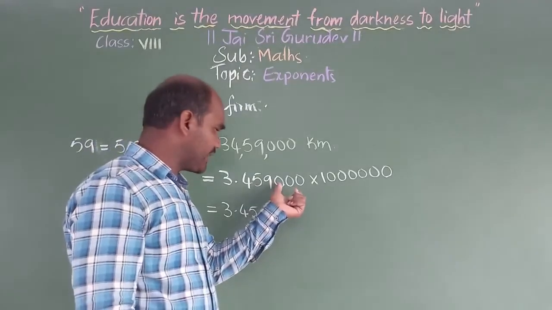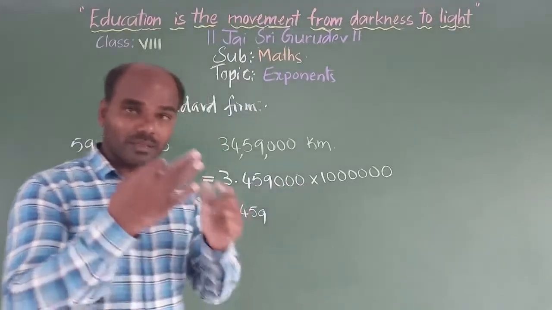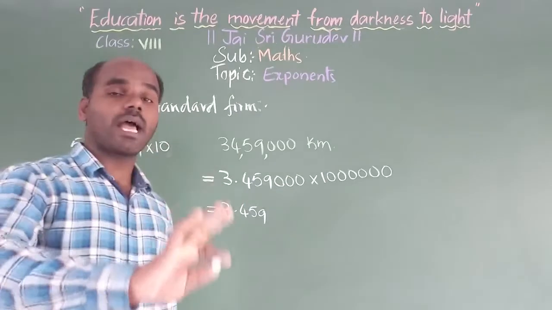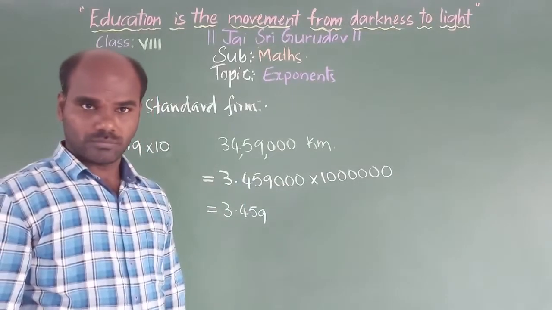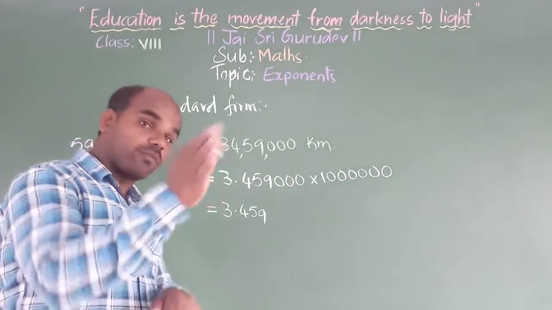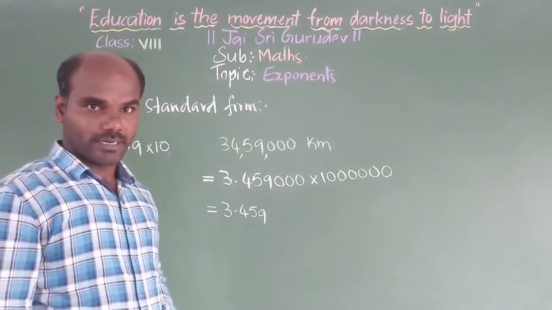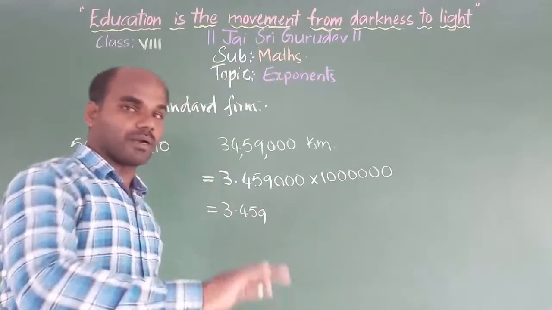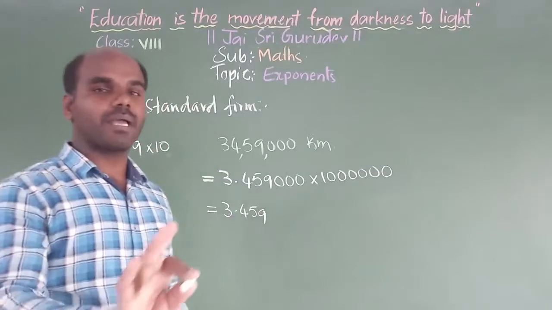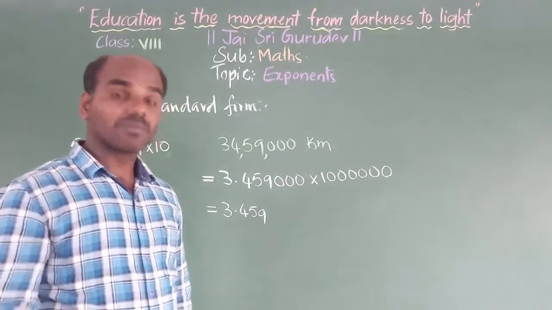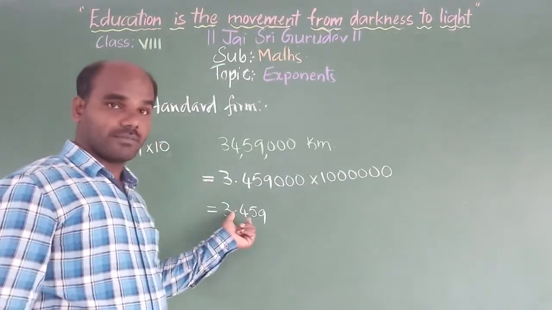After that, how many zeros are there? 1, 2, 3 means 3 zeros, which do not have any value. Okay, after the number only, not before the number. Children, not at all before the number. Zeros after the number cannot have value. Yes, that is in decimals only.